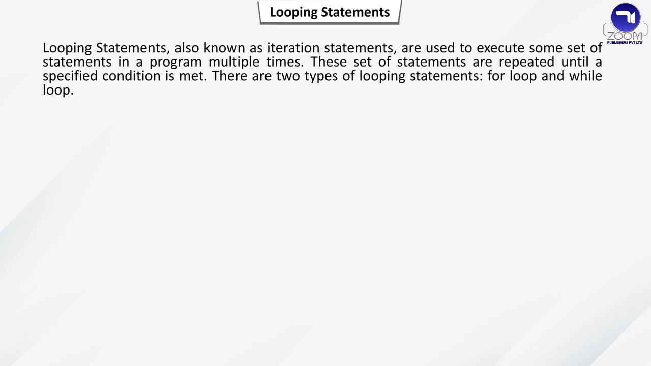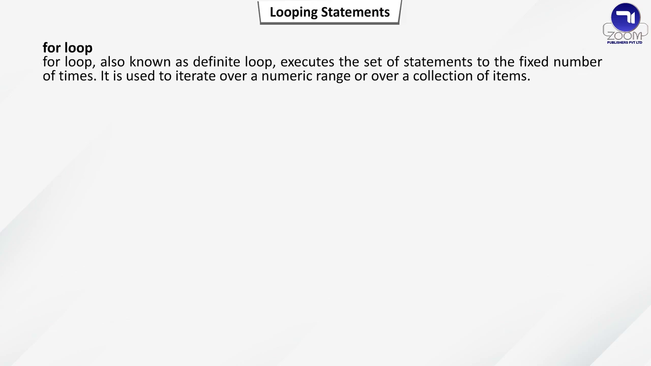Looping statements. Looping statements, also known as iteration statements, are used to execute some set of statements in a program multiple times. These set of statements are repeated until a specified condition is met. There are two types of looping statements: for loop and while loop. For loop. For loop, also known as definite loop, executes the set of statements a fixed number of times. It is used to iterate over a numeric range or over a collection of items.